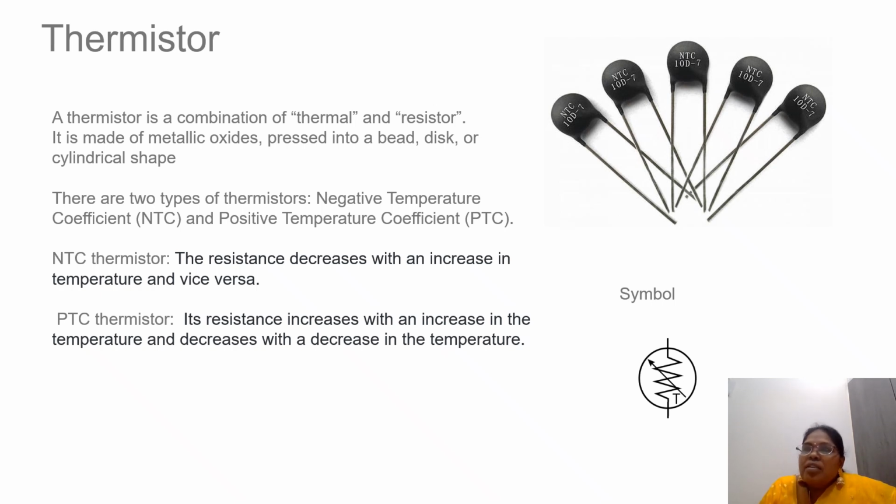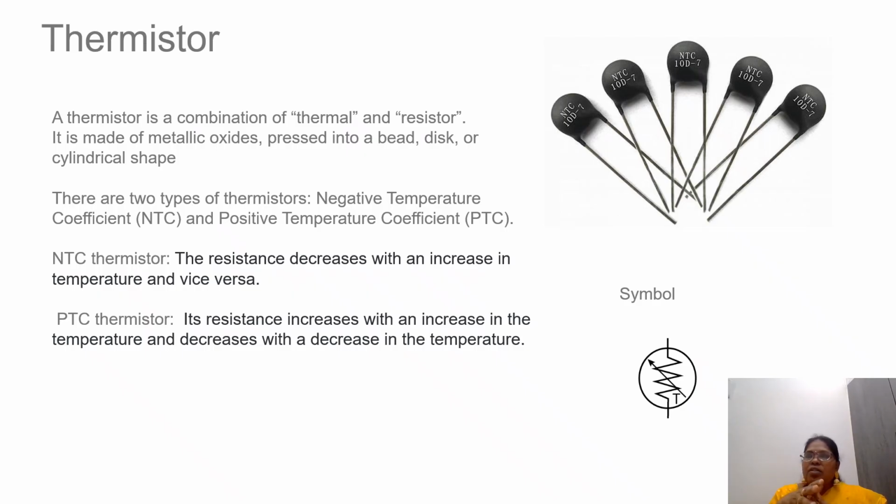So next comes the thermistor. Thermistor is nothing but a combination of thermal and resistor. It is nothing but metallic oxides that are pressed, and it may be made into a bead shape or a disc shape, or maybe a cylindrical shape.